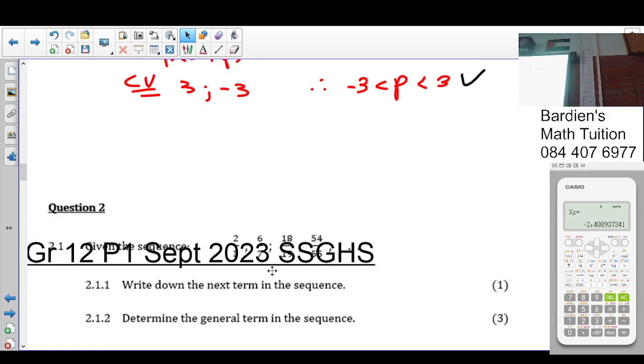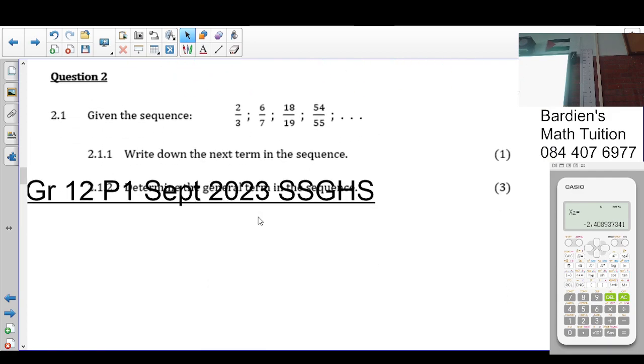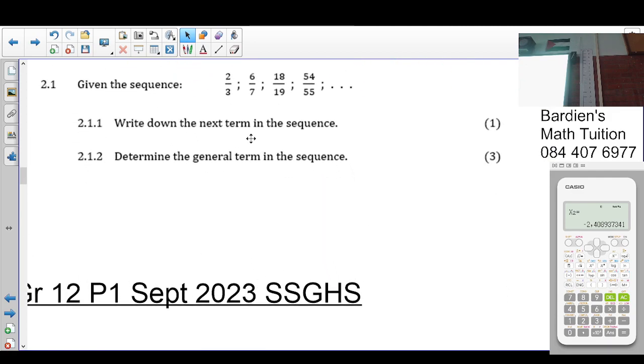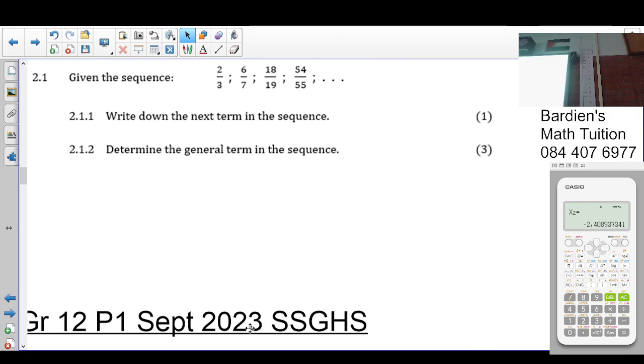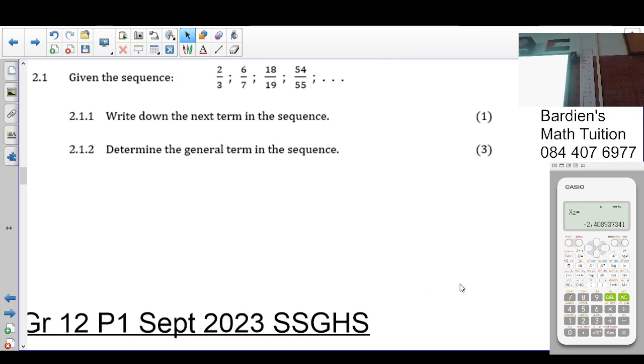Let's go to question 2. In question 2, we are given the sequence 2 over 3, sorry, 6 over 7, 18 over 19, 54 over 55. What we notice here is the denominator is 1 more than the numerator. So whatever the numerator is, I just add 1 for the denominator.